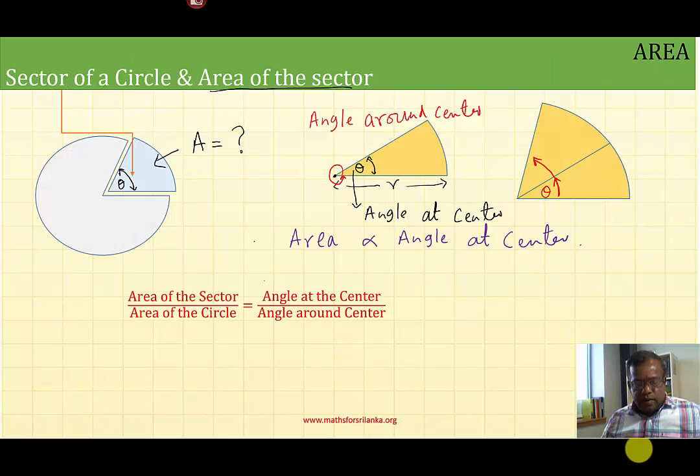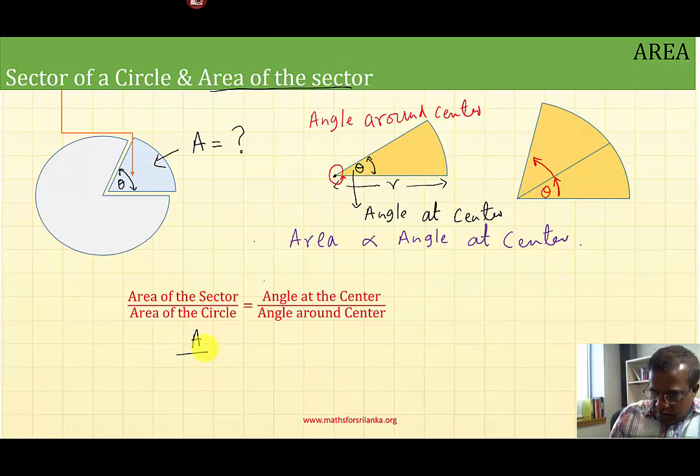We found that the area of the sector as a fraction of the area of the circle is the same as the angle at the center as a fraction of the angle around the center. So in this sector that we are interested in, the area of the sector is A. So the area of the circle is πr², and A over πr² is equal to the angle at the center, which is theta, over the angle around the center, which is 360.